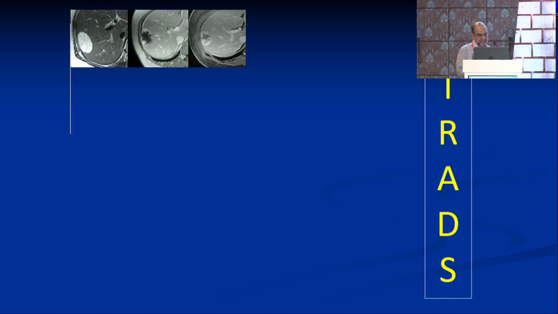This is a patient where there's a T2 weighted image of MR here showing you a brightly hyperintense lesion, peripheral nodular discontinuous enhancement on the arterial phase, and retention of contrast in the more delayed phase.